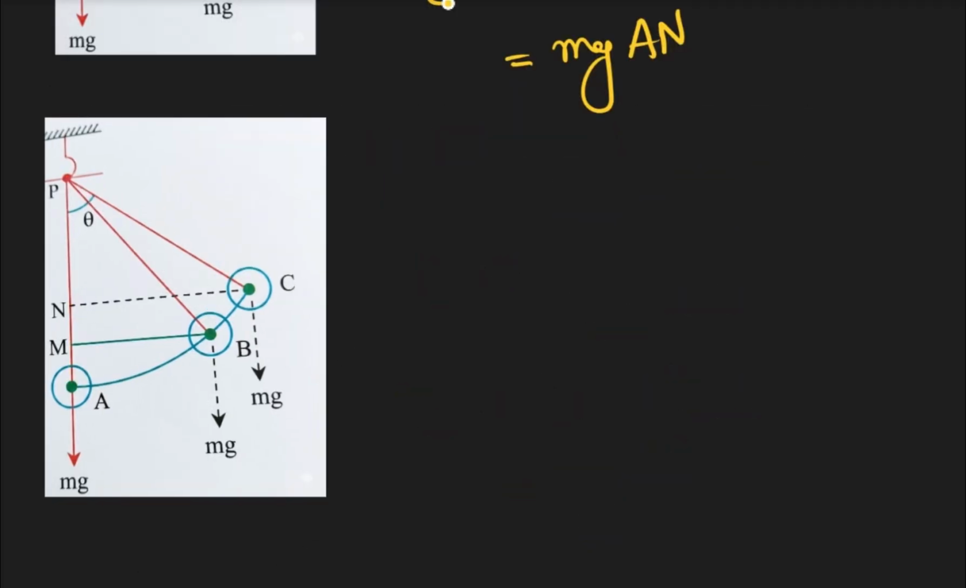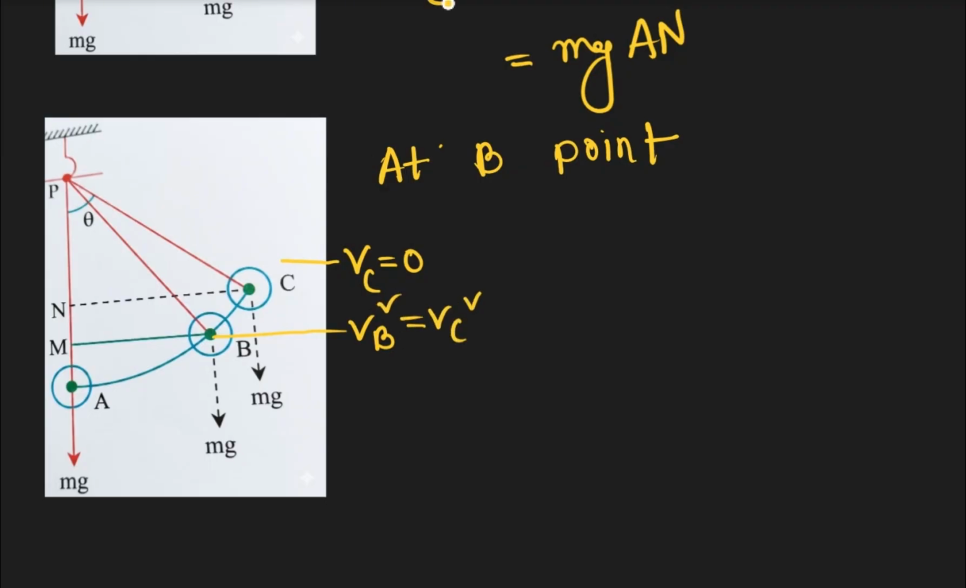Now it's time to evaluate the value at point B. At point C the velocity Vc is equal to 0. So for Vb, we can write V square equals Vc square plus 2g, and the height is how much? This height is MN, so we write here MN.